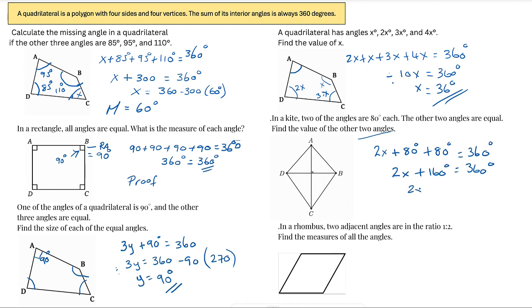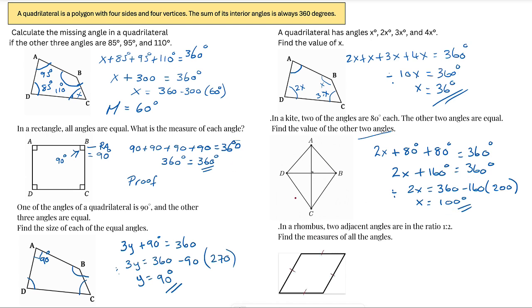Same again, take it over. You don't have to do this while I'm doing the brackets. I do it so I remember what I'm doing, what number I've got. And then I'm going to divide. 2 into 200 is obviously 100 degrees. So now the missing 2 angles are 100 degrees each.